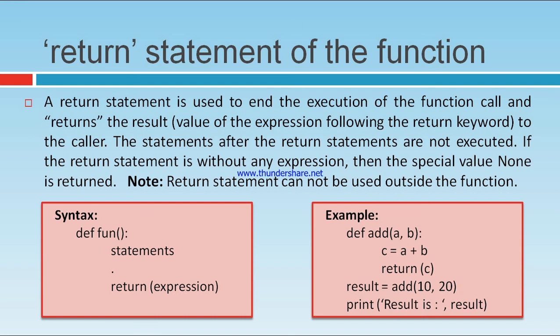So we put the call result equal to add 10 comma 20. The function is called from this line, and the result of the function is going to store in the result variable, right? And the last line, print result, so the result will be there on the monitor if you execute this print statement, right? So it is the return statement of the function.